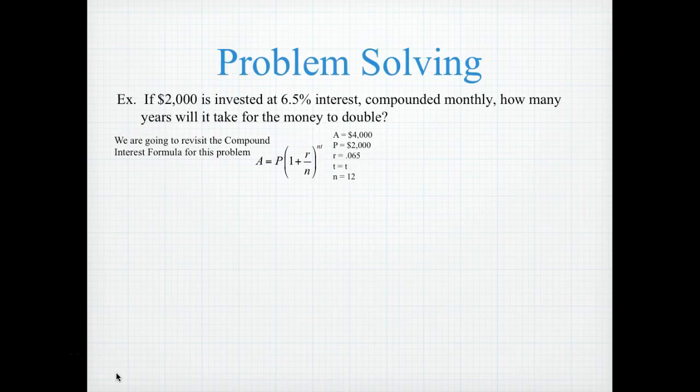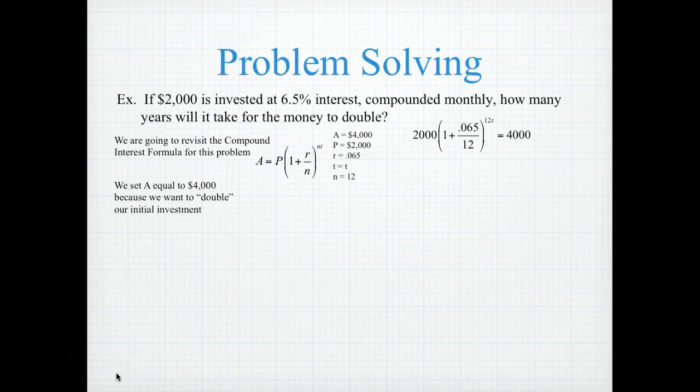The rate at 6.5% gets expressed as 0.065. t is our unknown. We don't know how many years it's going to take, so that's the value that we're solving for. And n represents 12, because our interest is going to be compounded monthly, 12 times per year. So we set A equal to 4,000 because we want to double our investment. So it reads 2,000 times the quantity of 1 plus 0.065 over 12 to the 12t power is equal to 4,000.